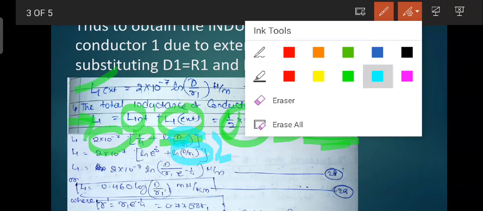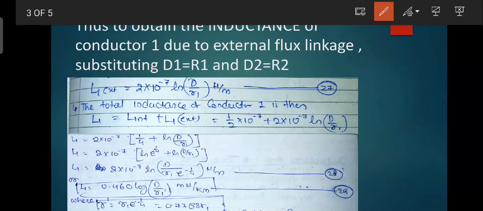Let me erase first, it is not clear. Now take a screenshot, then we will start. Okay, I think you have taken the screenshot.